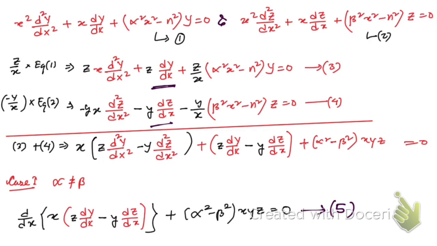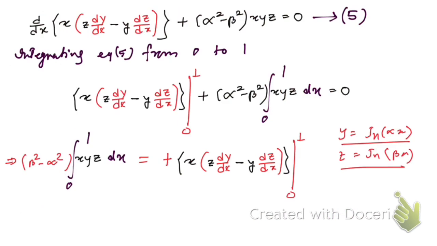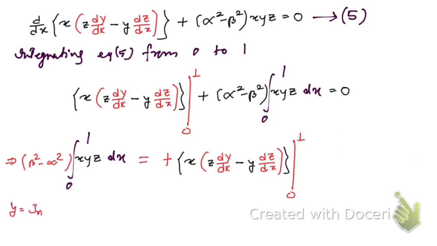Let me show you the first slide. So here you see, we have taken these two as the solutions of equation number 1 and equation number 2. Let me write these two solutions here. Y is equal to Jn of alpha x, and z is equal to Jn of beta x, right?